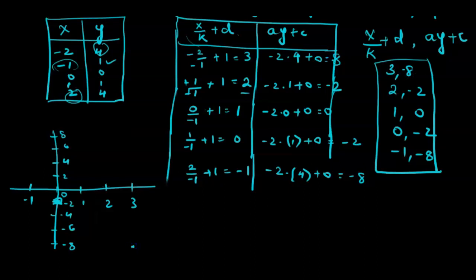When x is 2, y is negative 2. When x is 1, y is 0. When x is 0, y is negative 2. When x is negative 1, y is negative 8 again. When we connect these points, this is how the graph looks. So you see the parabola has also been reflected. The parabola has been shifted.